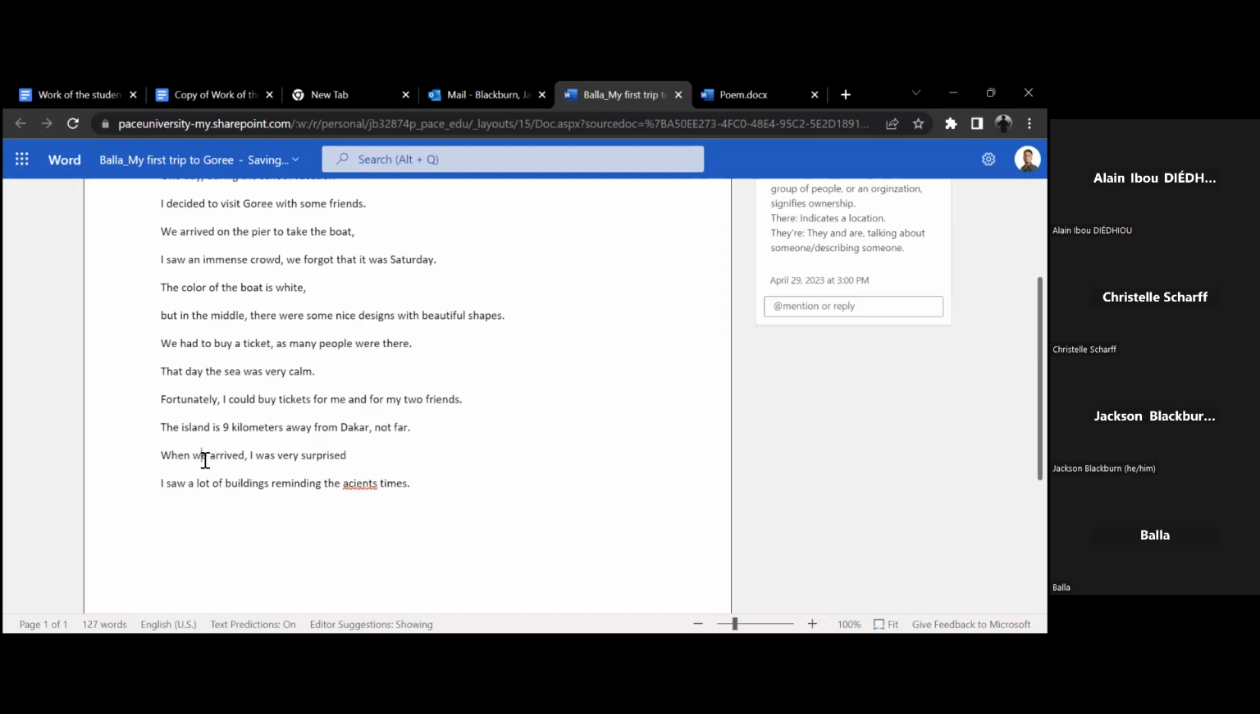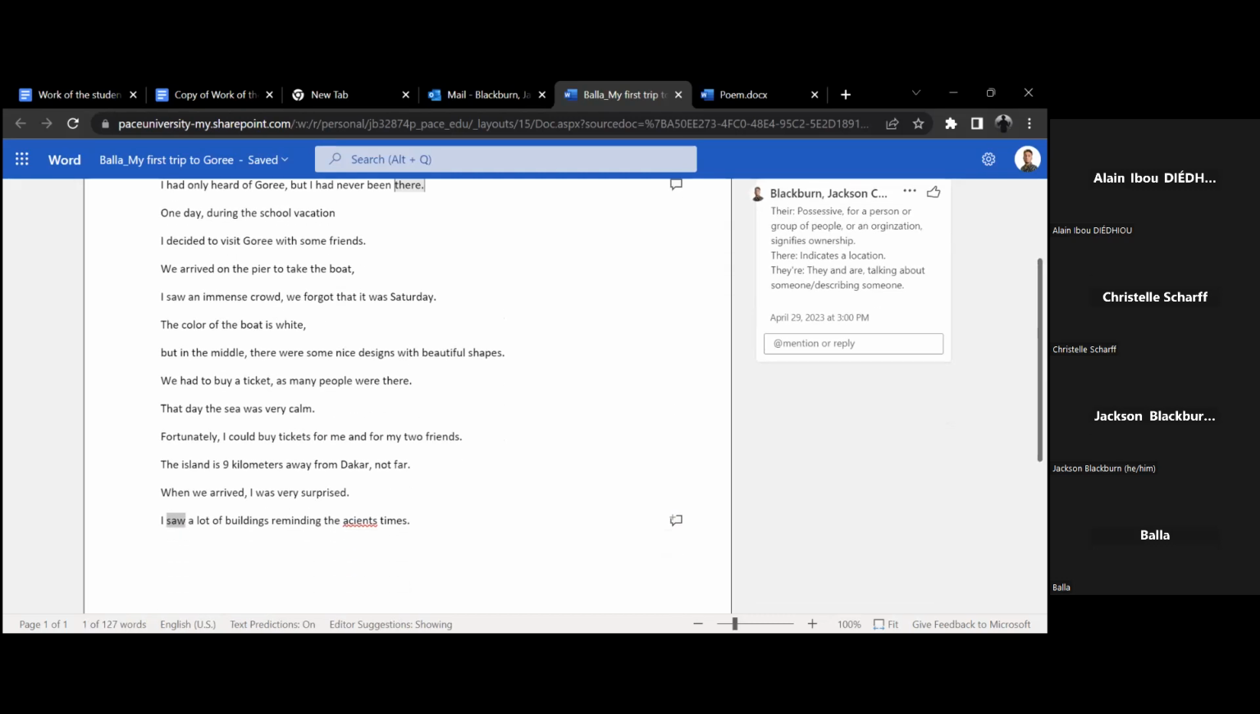Let's change that to a lowercase. So when we arrived, I was very surprised. Let's put a period. I saw a lot. Good that you put "saw" because that matches the tenses that we're using. I saw a lot of buildings reminding the ancient time. So I think you mean ancient.